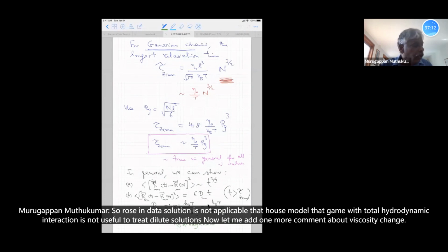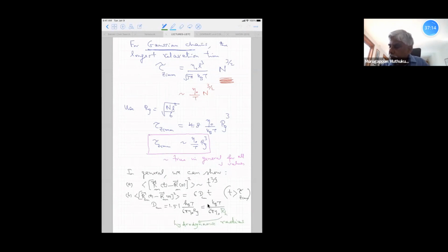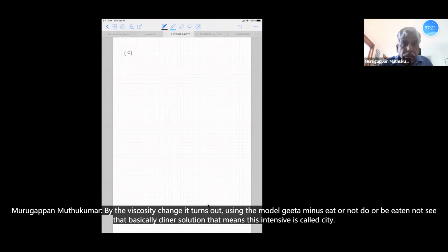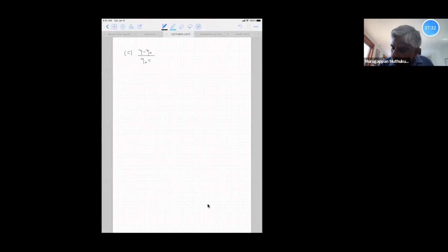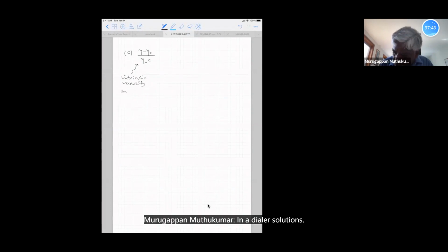Now let me add one more comment about viscosity change. It turns out, using the Zimm model, eta minus eta naught divided by eta naught C. That's basically a dilute solution. That means this is the intrinsic viscosity in dilute solutions.